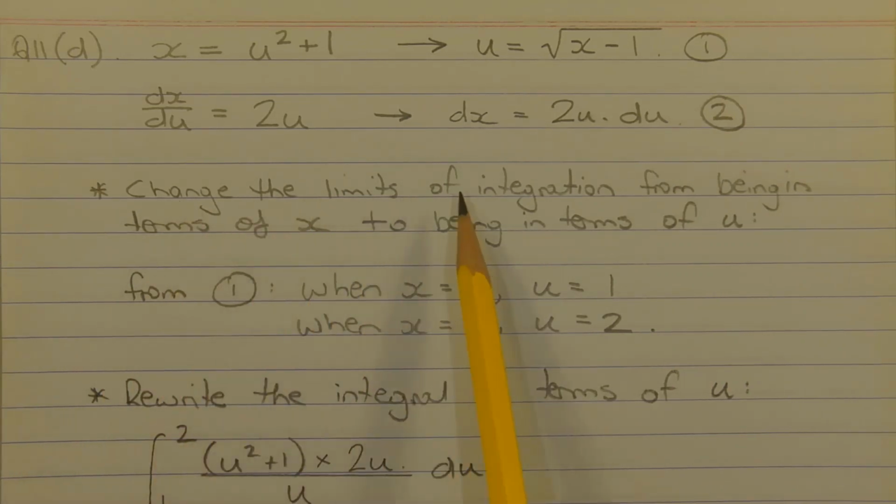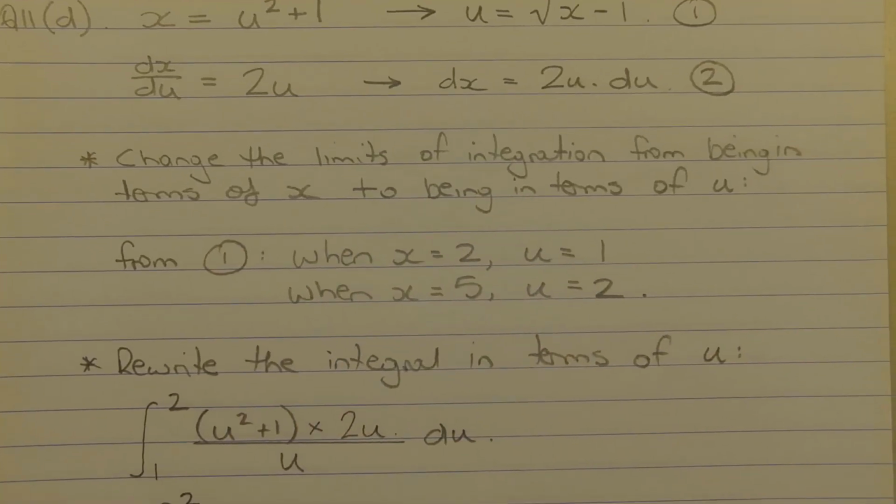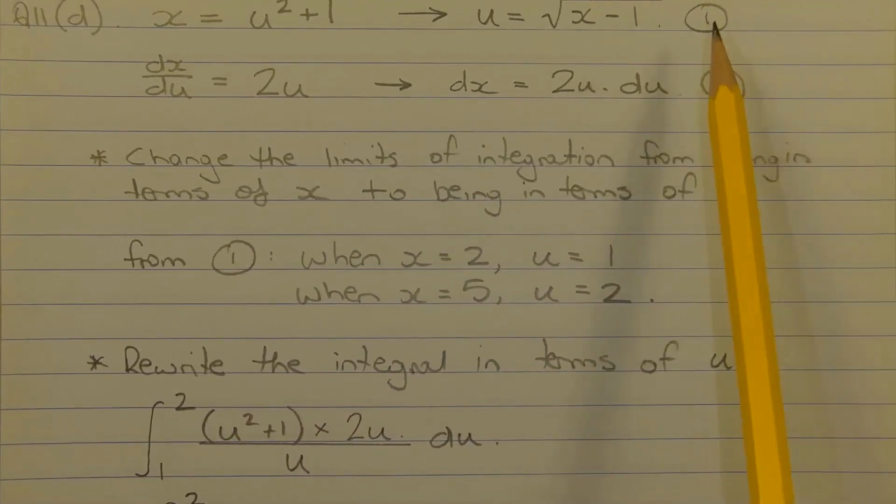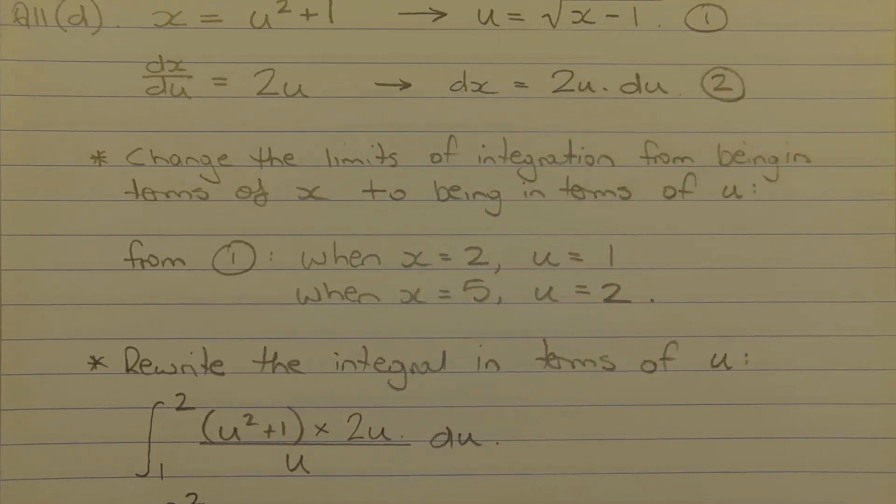Next, change the limits of integration from being in terms of x to being in terms of u. Now from equation number 1, when x is equal to 2, u is equal to 1. Now this is our lower limit. And when x is equal to 5, u is equal to 2, which represents our upper limit.